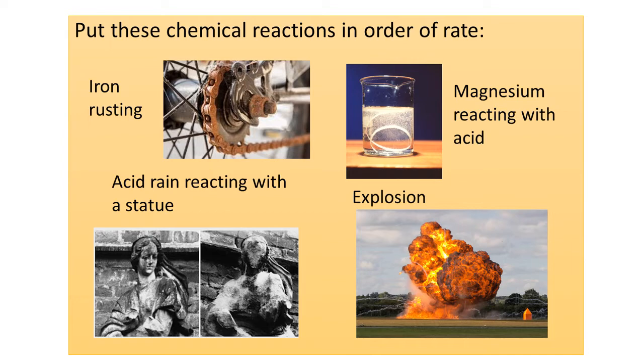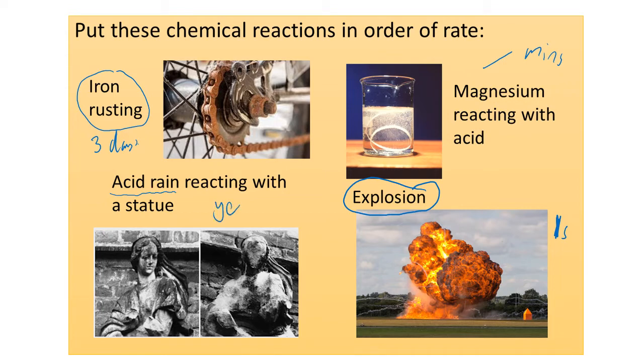Okay, so hopefully you've got the fact that an explosion down here, you're looking at less than 1 second. So I'll put 1s. Magnesium reacting with acid takes a few minutes. Iron starts showing rust after about 3 days. And this statue, acid reacting with a statue and wearing it away over time, you're talking about many years. So reactions can be extremely fast, or they can be very slow and over a long period of time.